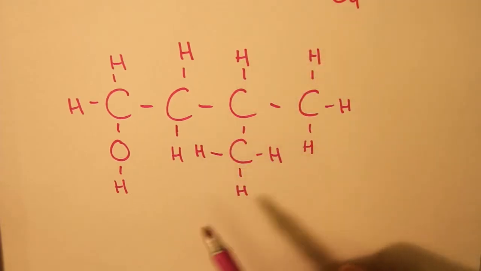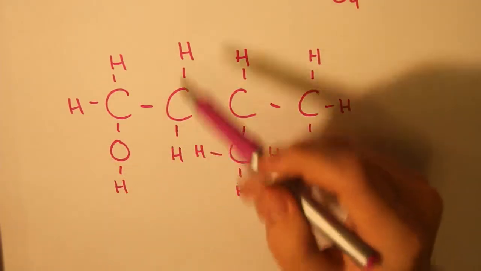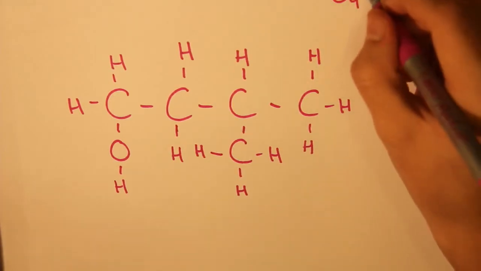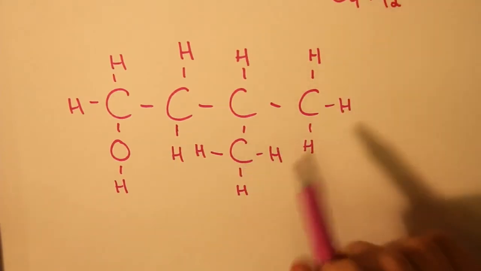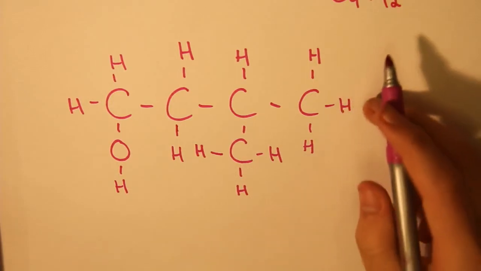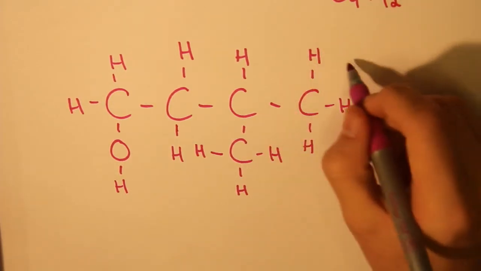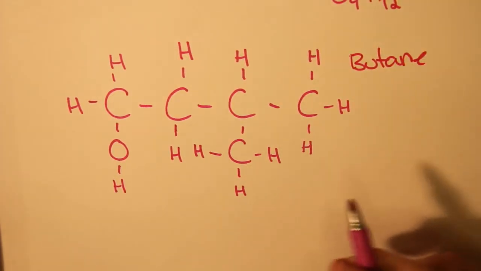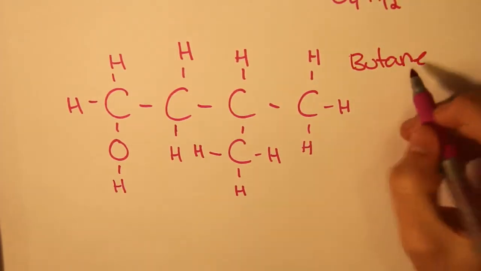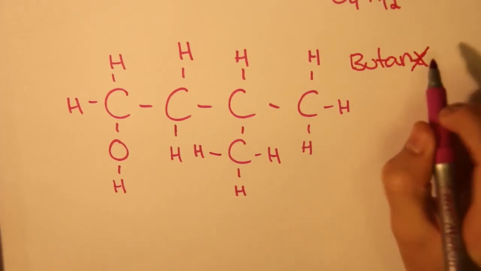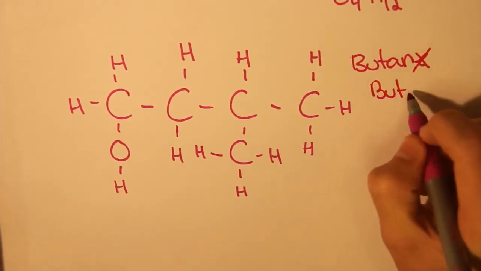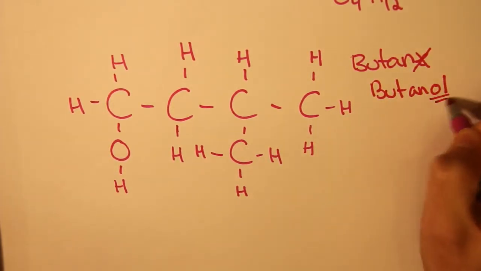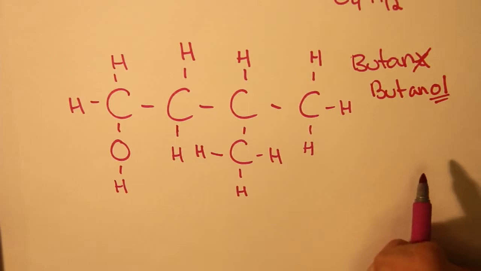We got to count the C's first. So let's count the H's. 1, 2, 3, 4, 5, 6, 7, 8, 9, 10, 11, 12. 12 H's. So 12 H's, 4 C's. That means that it's going to be but. That's a butane. But since we are doing alcohols, we're going to cancel this E out here and put in but and ol, O-L, which is very important. You need to remember that.